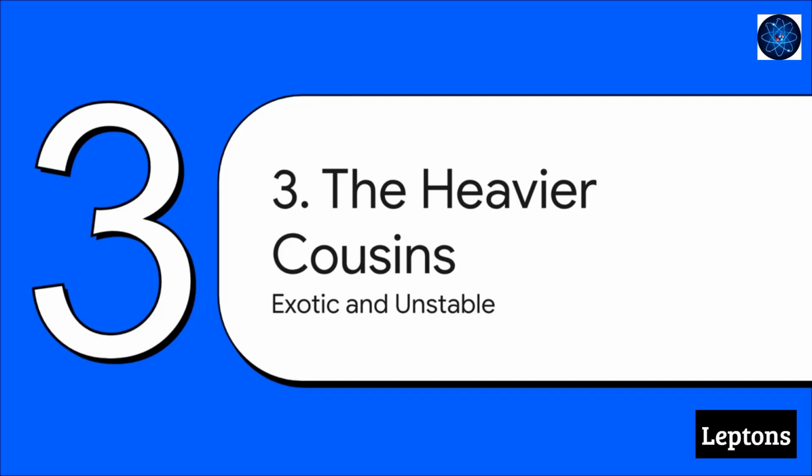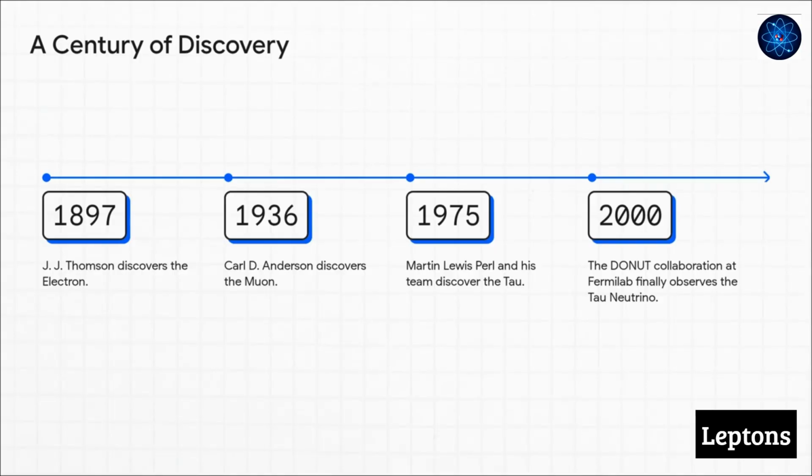All right, now things start to get really weird. If the electron is the stable, dependable sibling, the next two generations are its heavier, more exotic, and extremely unstable cousins. And it is amazing to look at how long it took humanity to piece this family tree together. The electron was found way, way back in 1897. Its heavier cousin, the muon, popped up in 1936. The even heavier tau wasn't discovered until 1975. And its partner, the tau neutrino, was so ridiculously hard to find that it wasn't directly observed until the year 2000. That's over 100 years after the first member of the family was identified.